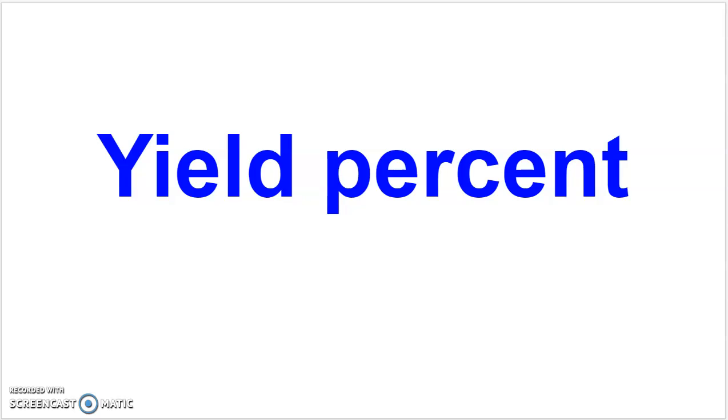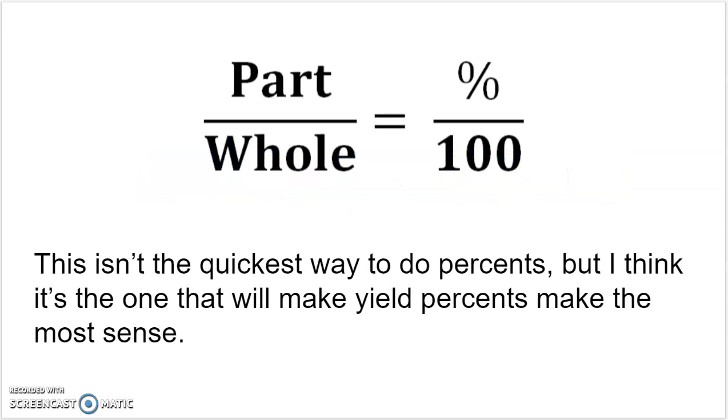In this video, we're going to talk about yield percent. To do that, I want to talk about a way of calculating percents that you might not have used before. It's called the proportional method. It's not the quickest way to do percents, so you probably know some shortcuts, but I think it's the one that'll make yield percents make the most sense.